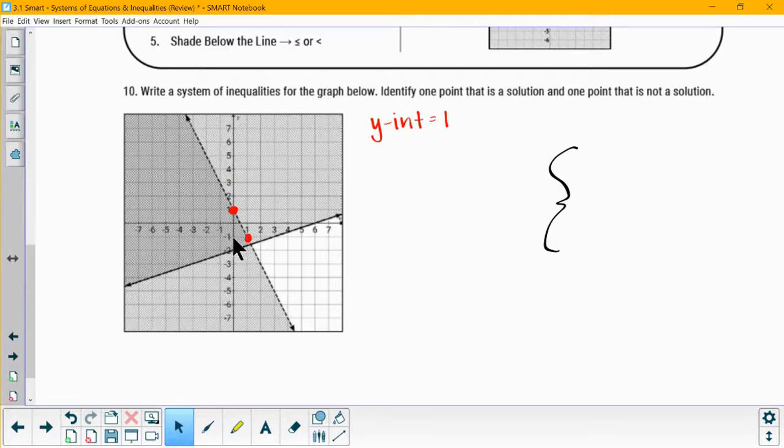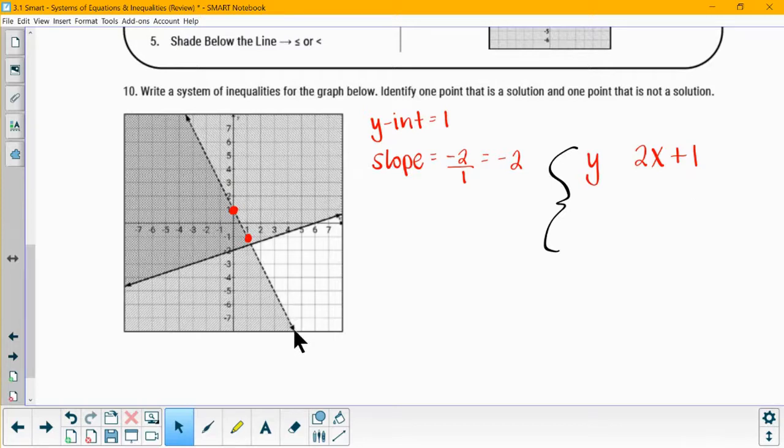So a rise of -2, a run of 1. So my slope is going to be -2. So to write my equation, I'm going to have y, and technically if this were an equation, it would be y equals 2x plus 1, but I have to decide what inequality is going to go here.